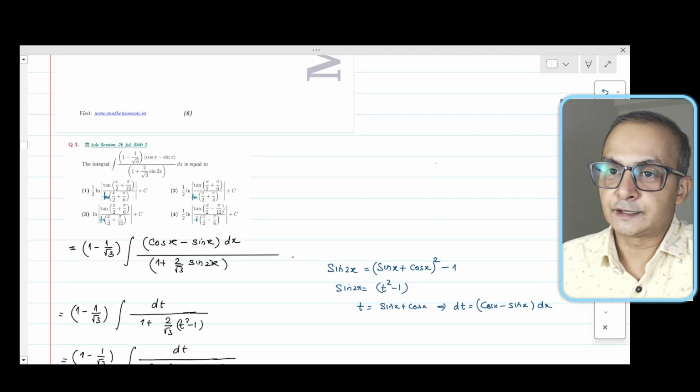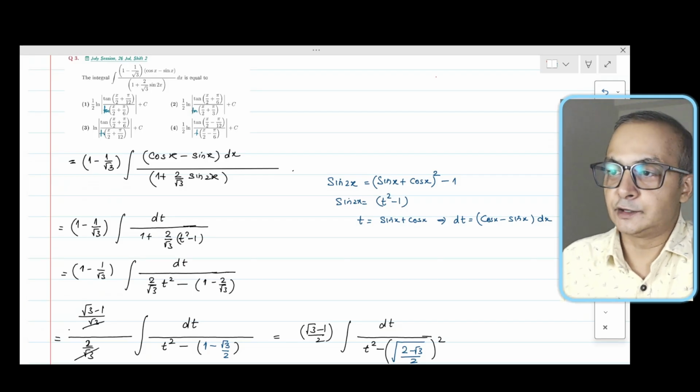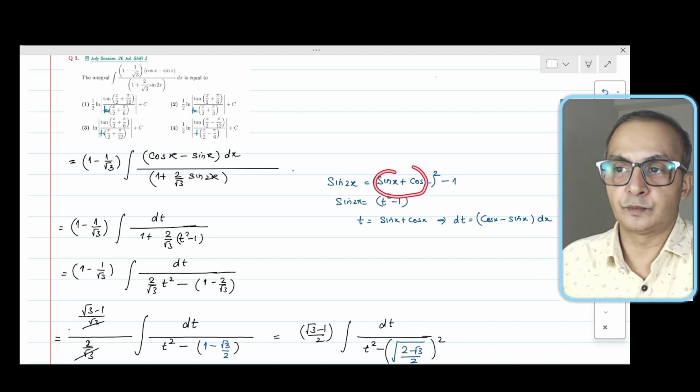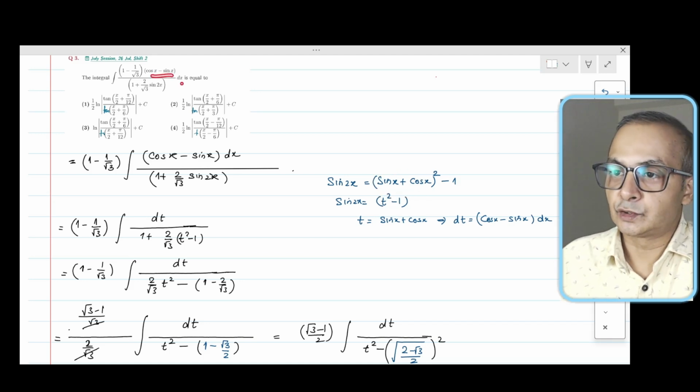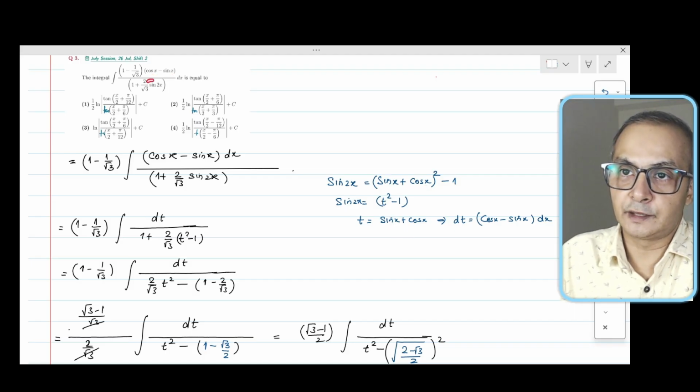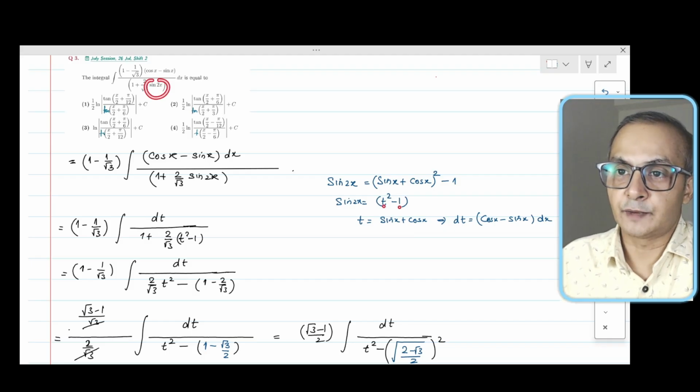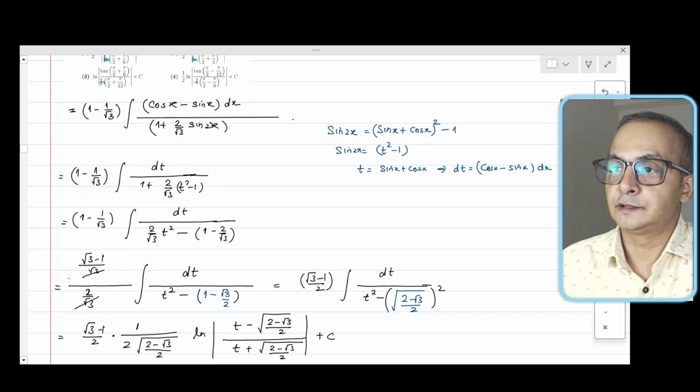So the idea is very simple. Whenever I see cos x minus sin x in the numerator and sin 2x in the denominator, I can write this sin 2x in the form of sin x plus cos x, so that sin x plus cos x can be assumed as t, whose derivative is cos x minus sin x, which is already present in the numerator with dx. So I'm substituting sin x plus cos x as t, so of course I will get the denominator at the place of sin 2x as t square minus 1, and at the place of cos x minus sin x in the numerator I can write dt, combining with dx.